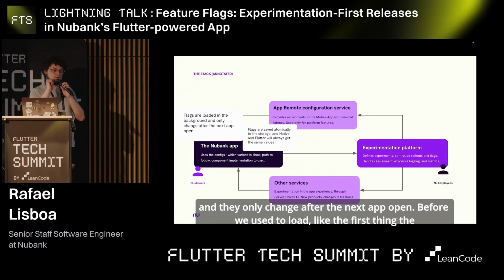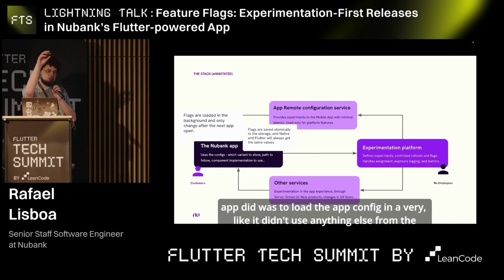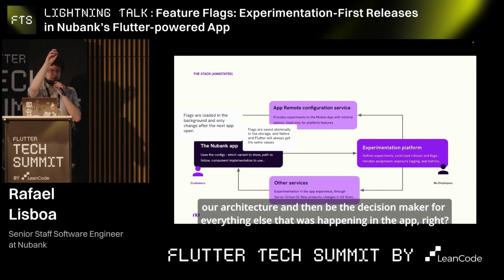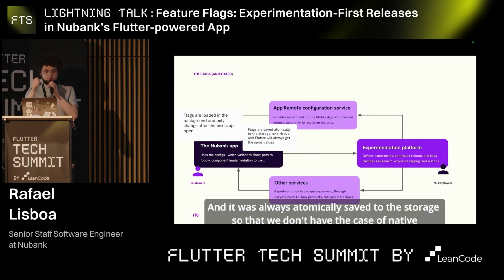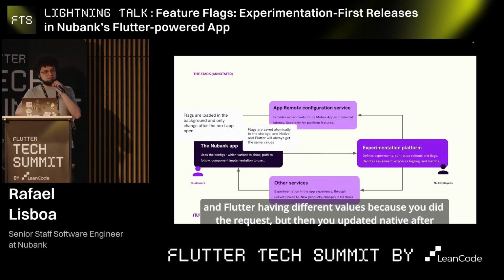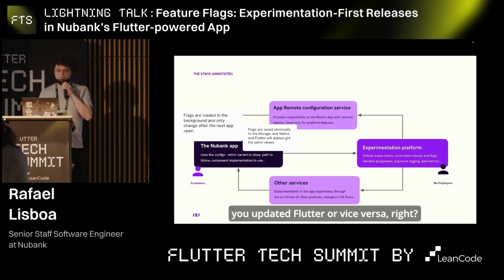Before, the first thing the app did was to load the app config, and it didn't use anything else from the infrastructure. It had its own HTTP client so that it could be as isolated as possible in our architecture and then be the decision maker for everything else that was happening in the app, right? And it was always atomically saved to the storage so that we don't have the case of native and Flutter having different values because you did the request, but then you updated native after you updated Flutter or vice versa, right?